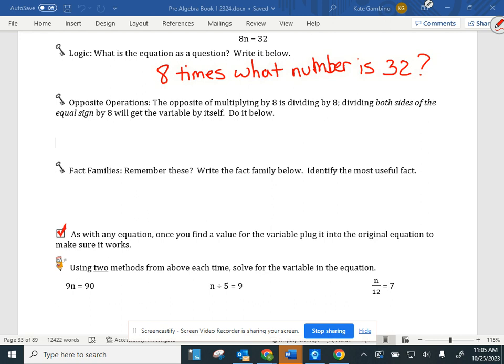Opposite operations. The opposite of multiplying by 8 is dividing by 8. Dividing both sides of the equal sign by 8 will get the variable by itself.